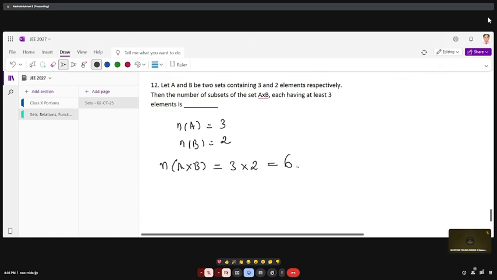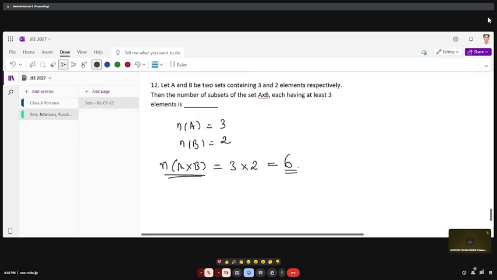Now, A cross B is a set of ordered pairs. It has got 6 elements. Now there is a set having 6 elements. How many subsets are there for this set? We already saw that, right? 2 to the power of 6. So that is the total number of subsets, right?